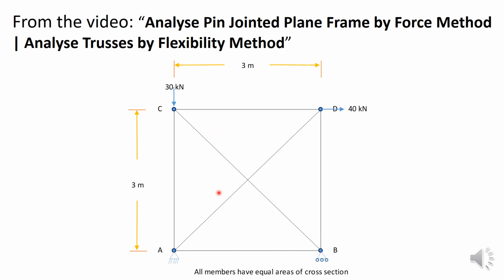Internally, however, it is indeterminate. You have 1 degree of indeterminacy. For the degree of indeterminacy, you can see the video that I just mentioned. And all members have equal areas of cross section.